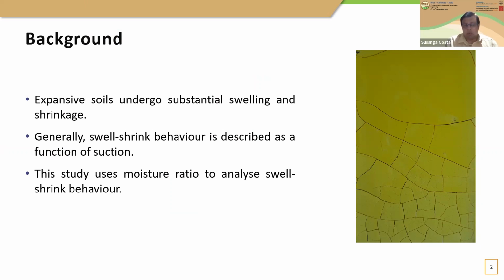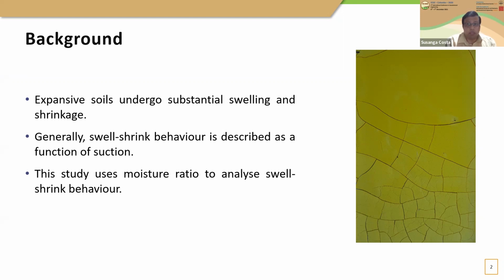Expansive soils, or some people call them reactive soils, cover about 1/5 of Australia's surface soil cover. They are present in many other countries as well in similar volumes. They undergo substantial swelling and shrinkage in response to change in moisture content. Large volume changes are a problem in any geotechnical application. Unnecessary swelling and shrinkage can damage structures built on them.